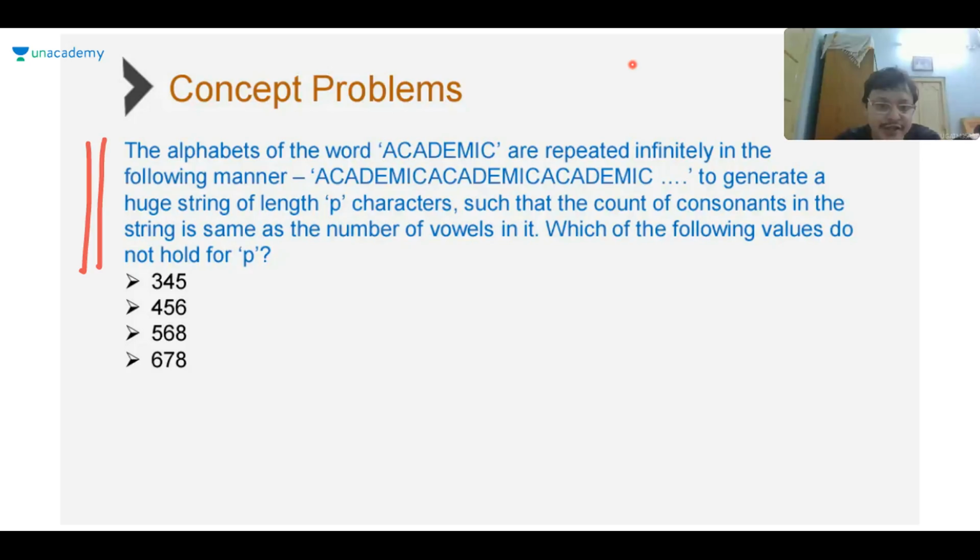Here you need to find out which value of P does not hold, such that the count of consonants is the same as the number of vowels in most of them, except for a particular option. You need to identify for what value of P this count will not hold, that the number of consonants is the same as the number of vowels.